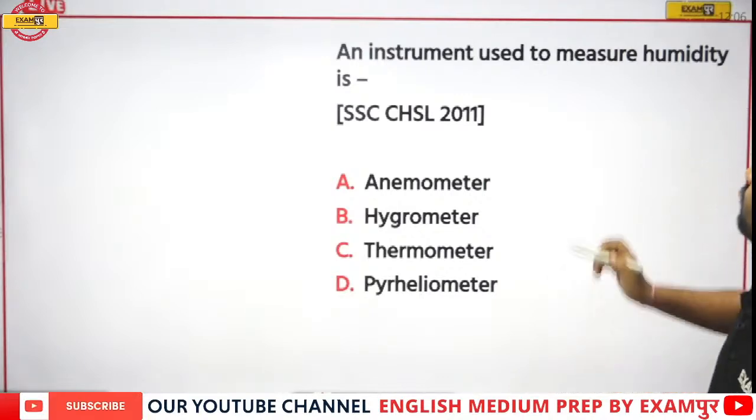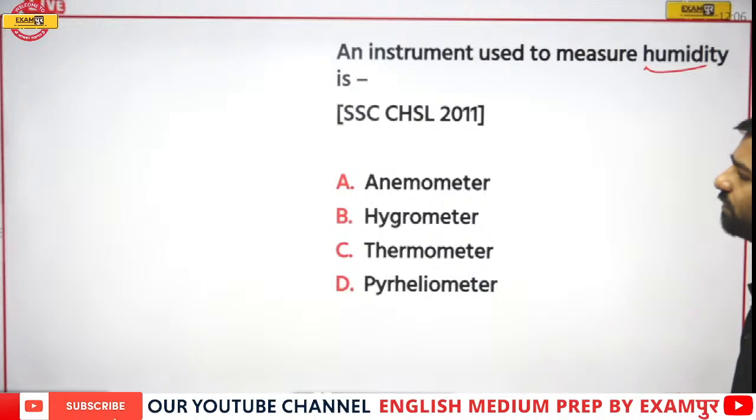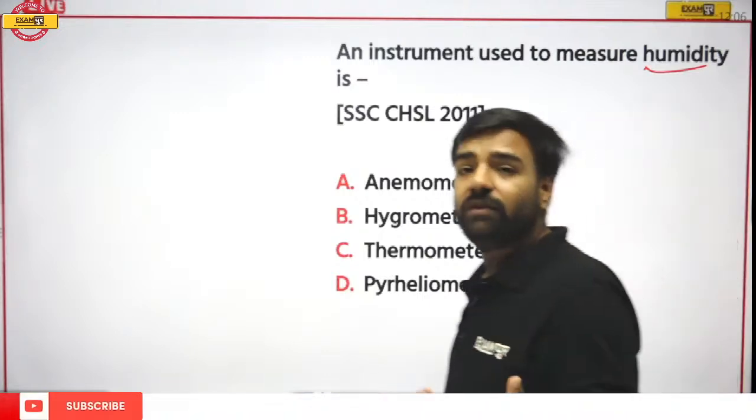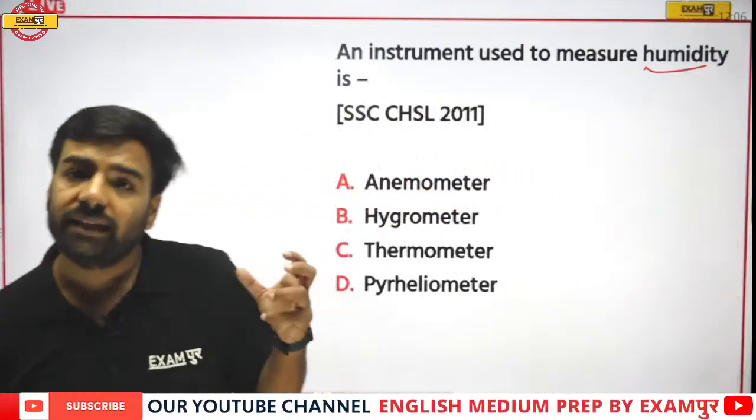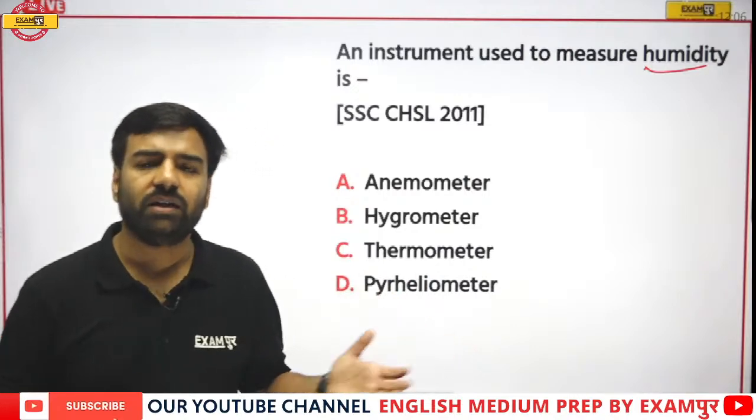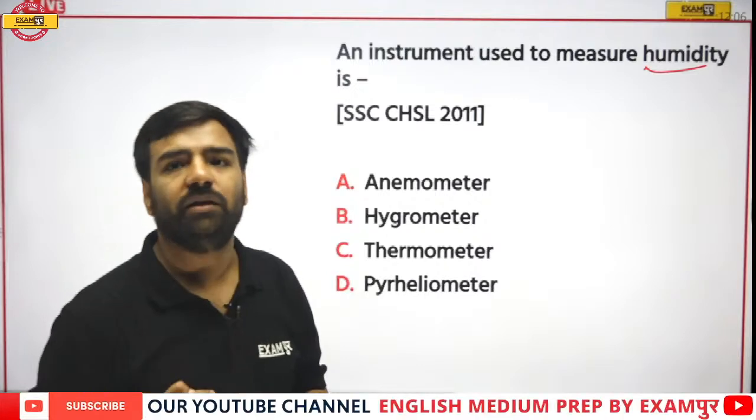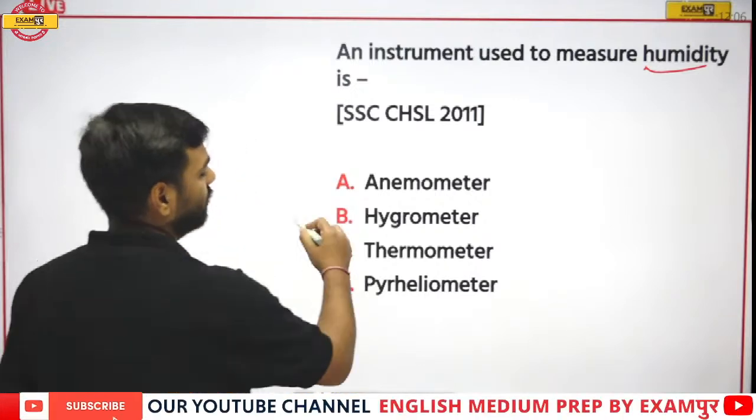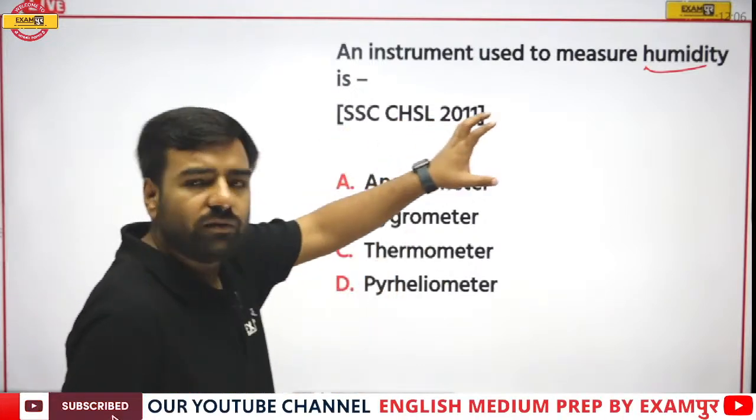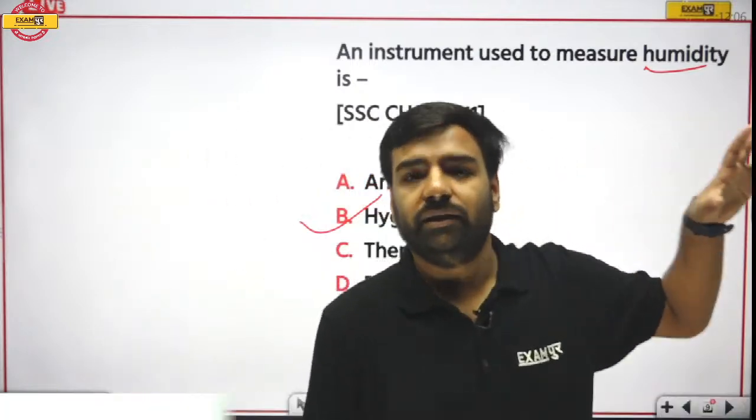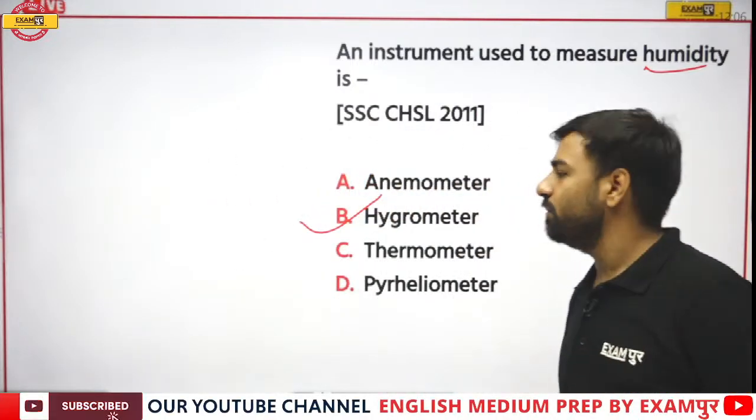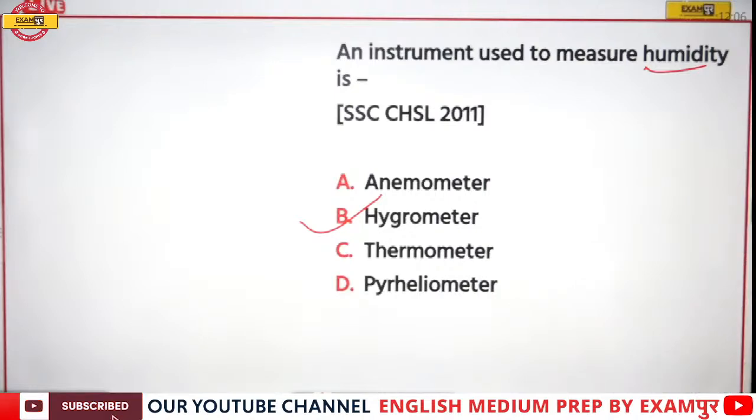Whenever we talk about the measurement of humidity, first of all, we must know what humidity is. In Hindi, we call it adrata. Fine. So yes, humidity is actually measured by hygrometer. As we have already understood, if I talk about humidity, we call it adrata in Hindi. So yes, humidity is actually measured by hygrometer. That is option number B.